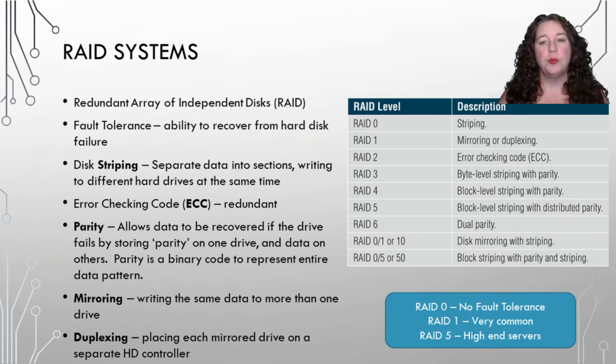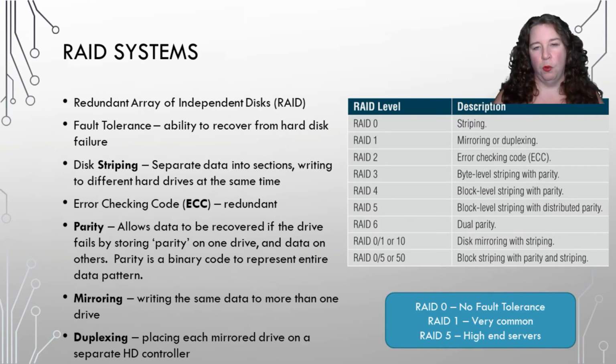RAID 5 is probably the second most common after RAID 1, which allows block level striping and distributed parity. So we allow that parity to be able to recover it, and we have that striping so that things go really, really fast. Obviously, we can also have RAID 6, which is dual parity. We have a RAID 01 or 05. One has mirroring and one has striping with parity and striping. So lots of different options here.